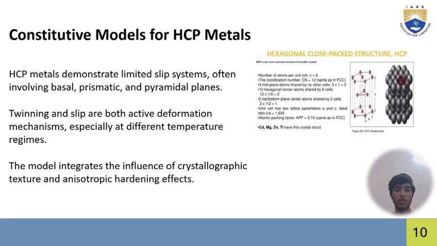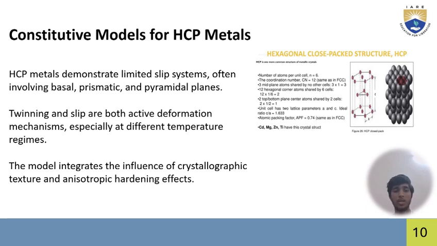Constitutive models for HCP metals. HCP metals demonstrate limited slip systems often involving basal, prismatic and pyramidal planes. Twinning and slip are both effective deformation mechanisms, especially at different temperature regimes. The model integrates the influence of crystallographic texture and anisotropic hardening effects.